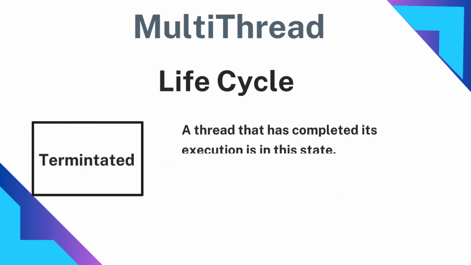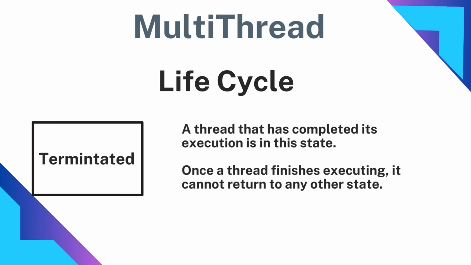And another one is the terminated state. Terminated state means that if the thread's program completely executed, it goes to the terminated state. Otherwise, if it had some unusual errors like a segmentation fault or an unhandled exception, that thread will be terminated.